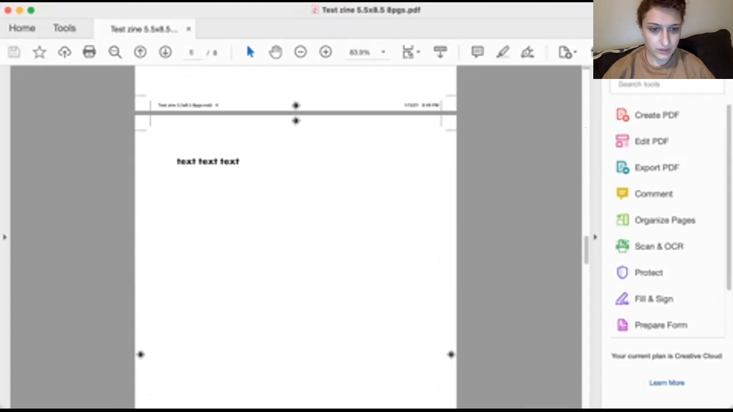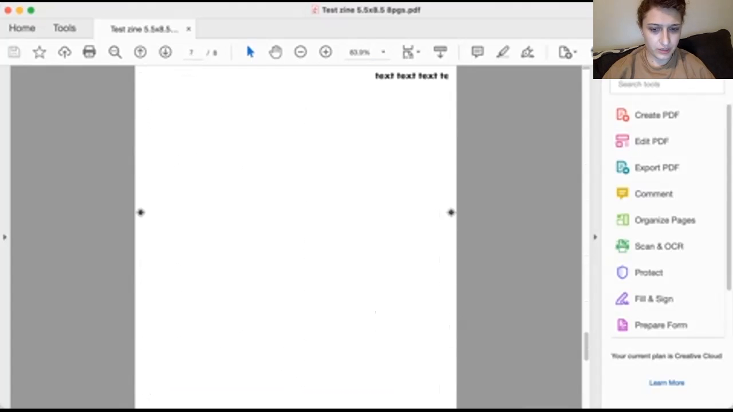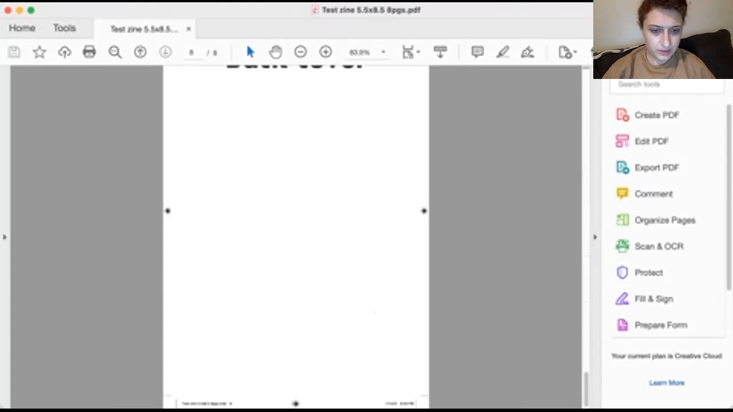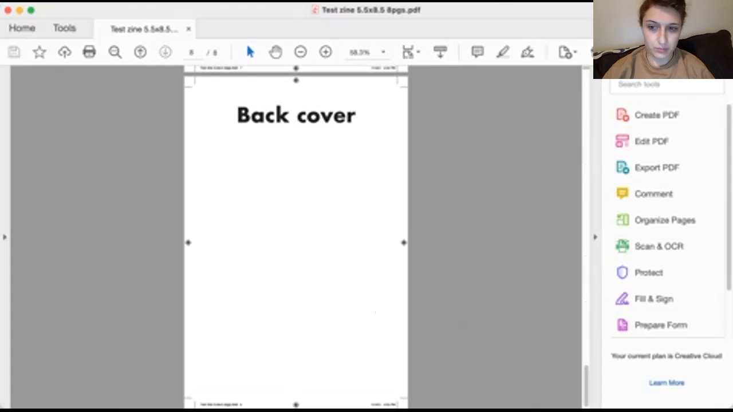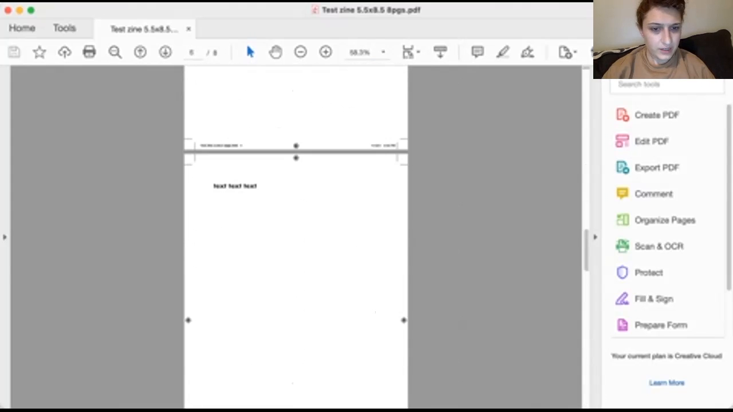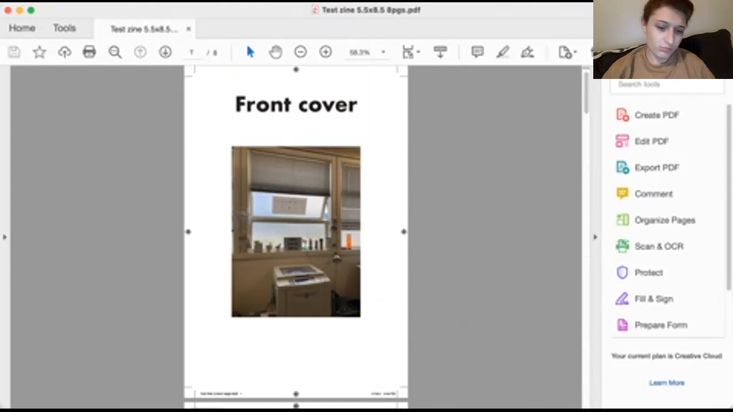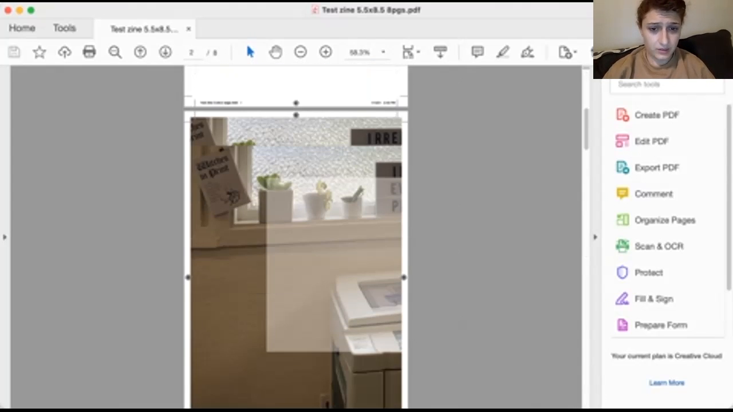So this is what a printer would like to receive. Single pages that they can then put into printer spread from reader spread. This right now, even though it's in single pages, could be referred to as reader spread because this is how you read a zine on your computer.